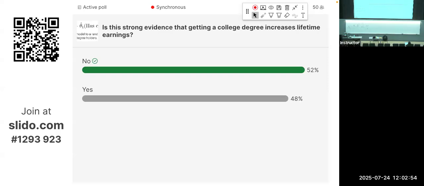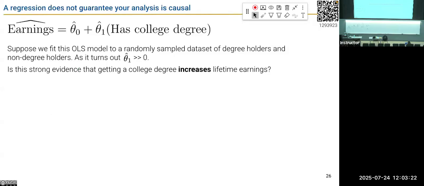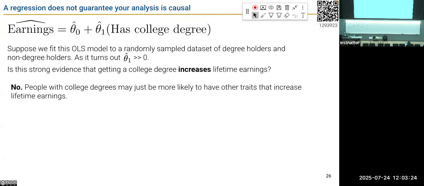Think about the wording of this. Getting a college degree increases lifetime earnings. Is that a statement about correlation or causation? Causation. This "increases" is implying that having a college degree has a positive effect, it causes more lifetime earnings.